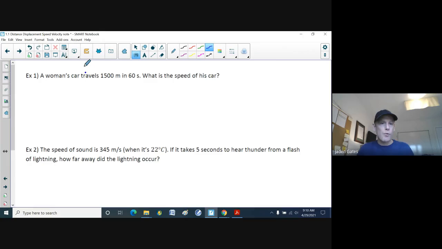All right, so a woman's car travels 1,500 meters in 60 seconds. What is the speed of the car? So when we're talking about speed, that's what we're looking for. So I go a little V equals.